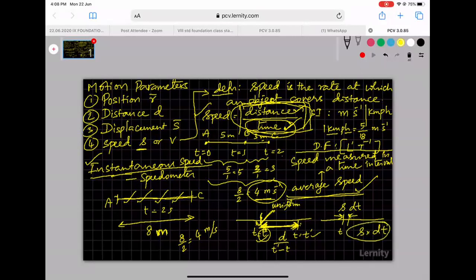If this is the distance, that divided by the time taken, dt, should give you speed, does it not? So instantaneous speed is something that is measured like this. This is not a practical way of measuring it. I'm just giving you a theoretical way to find it.